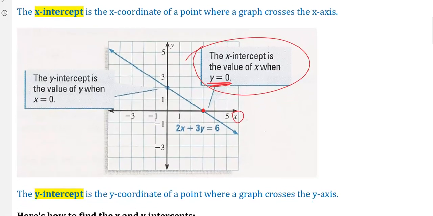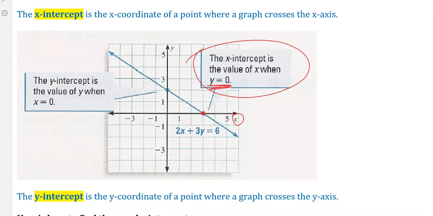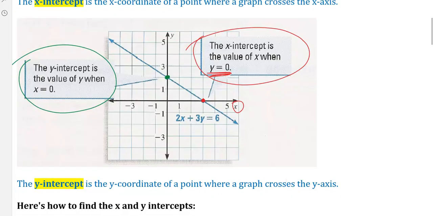Now, the y-intercept is the y-coordinate of a point where the graph crosses the y-axis. So here is our y-intercept. And the thing to remember about that is that the y-intercept is when the value of x is equal to 0. So, y-intercept, x is 0. X-intercept, y is 0. So you just have to remember that the opposite is 0 when it's crossing that particular intercept. So, let's take a look at an example.